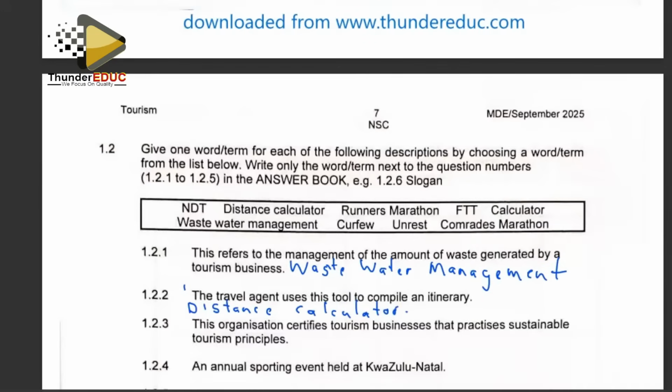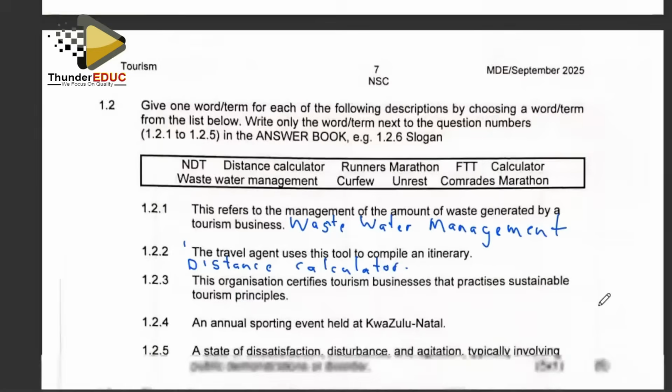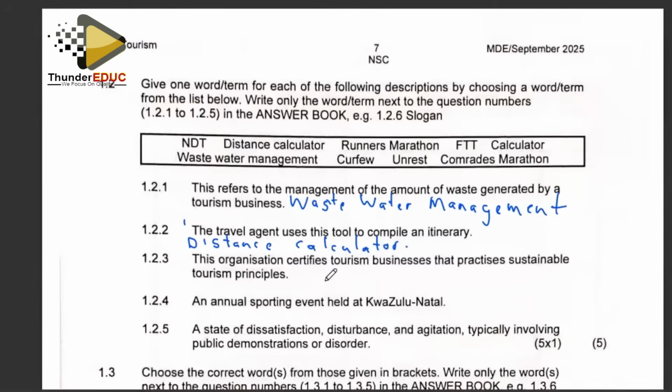Then 1.2.3, this tourism organization certifies tourism businesses that practice sustainable tourism principles. This is known as FTT, which represents Fair Trade Tourism. So FTT will be the correct answer there.